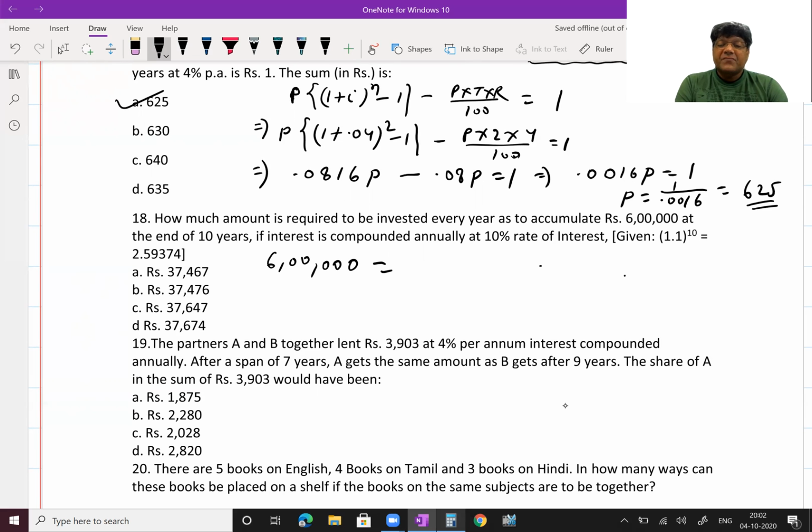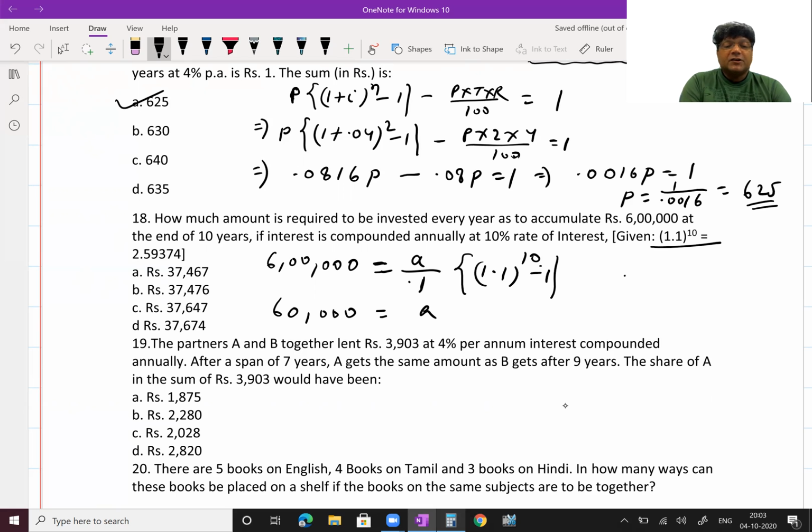is equal to, interest is compounded rate of interest. How much amount is required to be invested every year means annuity is asked. So A by rate of interest 0.1 into 1 plus 0.1, that is 1.1 to the power number of years 10, minus 1. So this we can calculate by calculator very easily. 0.1 if I multiply by 6 lakh, it will be 60,000. So 60,000 is equal to A into, now 1.1 to the power 10 is supplied in the question. See, this is supplied. How much?